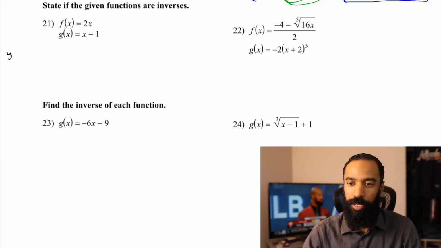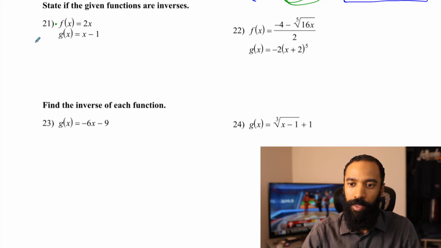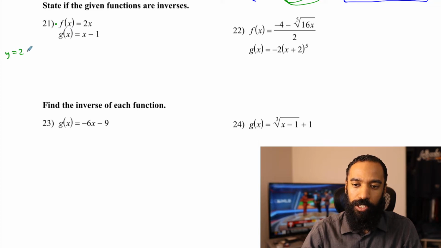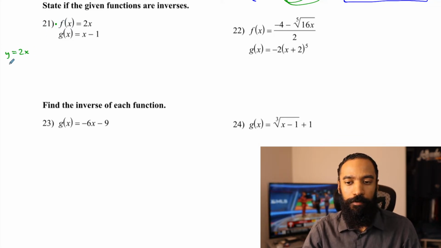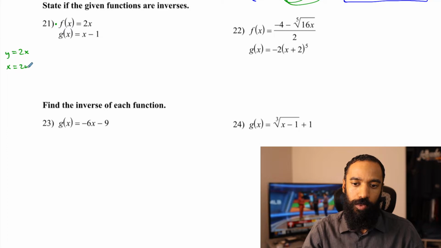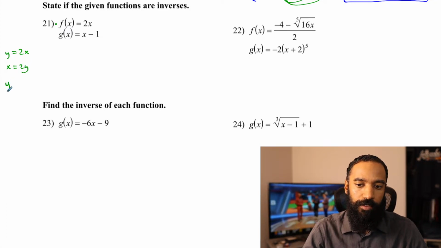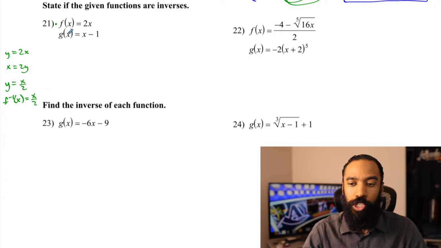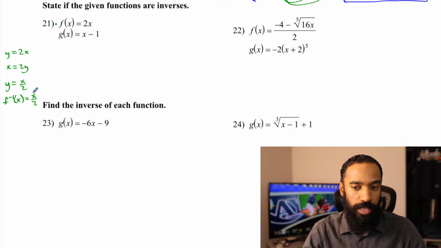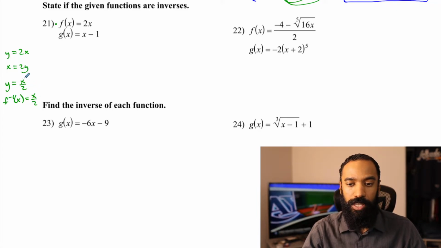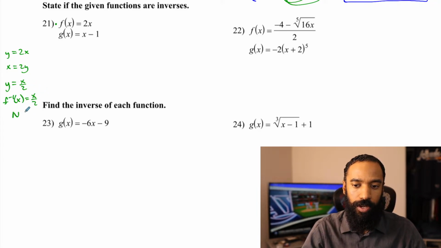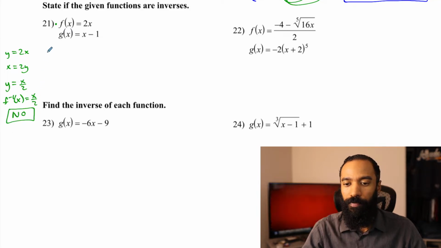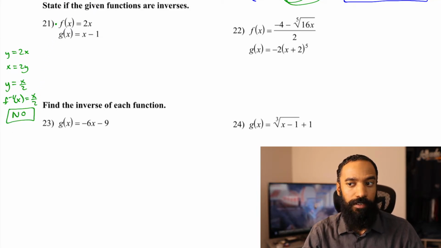Let's go in green. I'll say y equals 2x is the original function. If we flip-flop that, that becomes x equals 2y. And if you solve for y, you divide by 2, you get y equals x over 2. In other words, the inverse of that is x over 2. If g of x equaled x over 2, then these would be inverses of each other. Because the inverse of that is x over 2 and not x minus 1, they don't match. The answer is no. These aren't inverses.